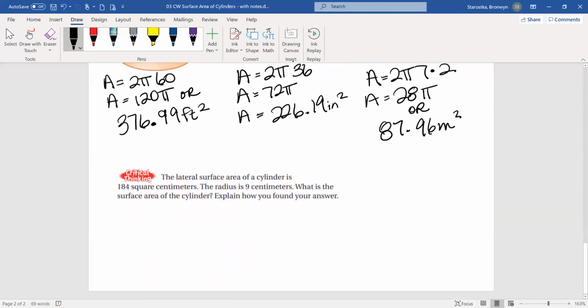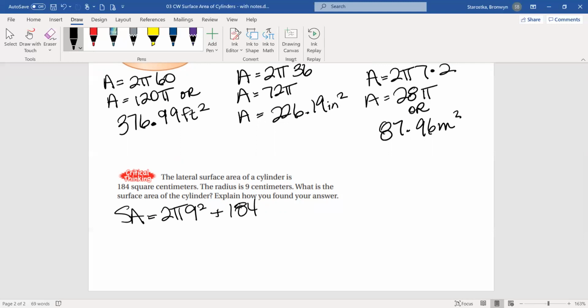And we're going to have some challenge type problems. So let's look at this one. If we know that the lateral surface area of a cylinder is 184 square centimeters, and the radius is 9 centimeters, what's the surface area of the cylinder? Well, we already know half the job. We want to know the surface area, which is 2 pi r squared, and we know the radius is 9, so 2 pi 9 squared, and we know the lateral surface area is 184. We're just going to add it up.